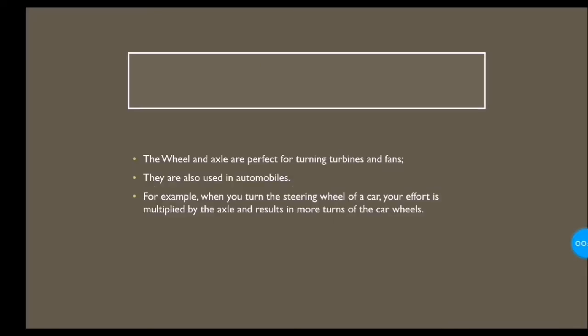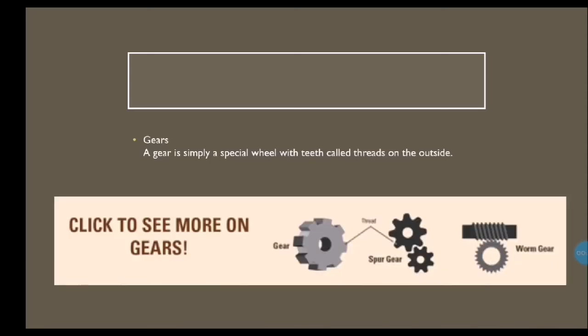So the wheel and axle are perfect for turning turbines and fans. They are also used in automobiles. For example, when you turn the steering wheel of a car, your effort is multiplied by the axle and results in more turns of the car wheels. Gears. A gear is simply a special wheel with teeth called threads on the outside.